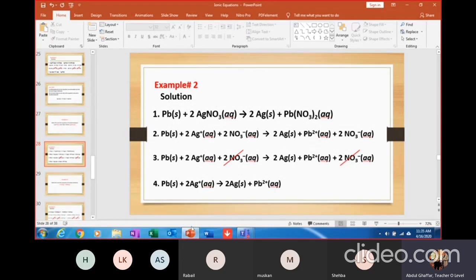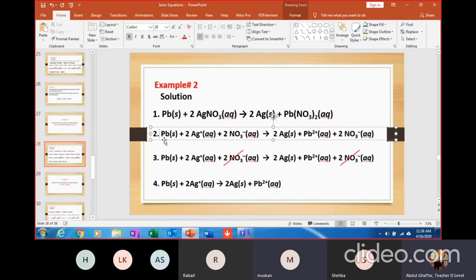Okay, Muskan, just discuss this equation. Okay, in the second step, what did we do? Yes, so we broke down the equation that was written above into ionic form.